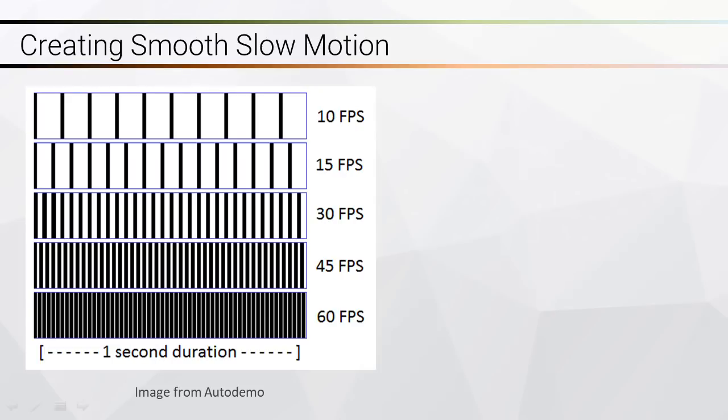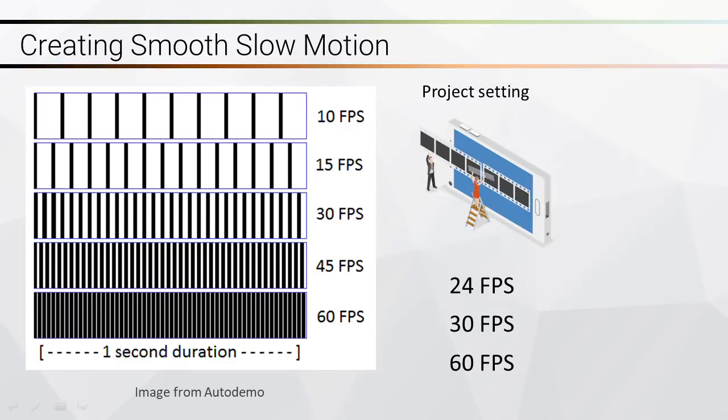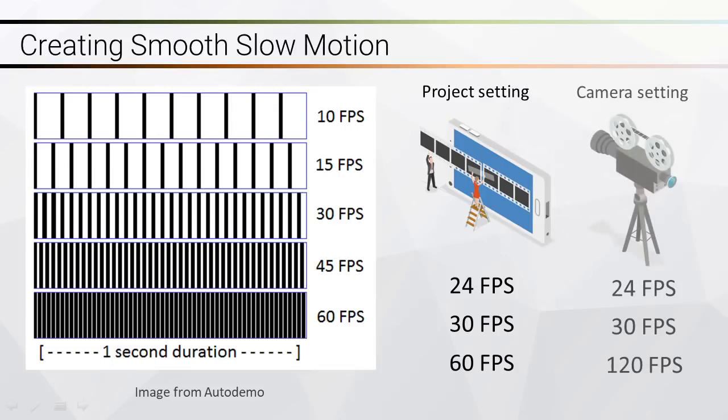Next we need to know what kind of project setting you're going to edit, because you can set your project setting to maybe 24 frames per second, or 30, or even 60. We all know that 24 frames per second is more filmy. And next, we decide what frame rate your camera is going to shoot, because your camera might not only shoot 24, it can also shoot 30 or maybe 100 or even more than 100.